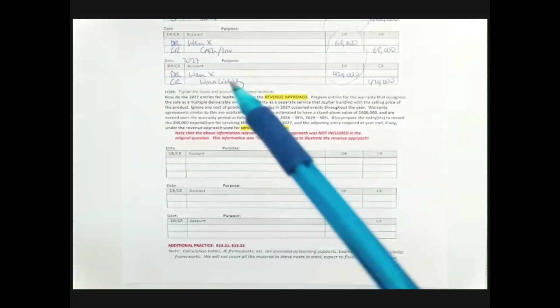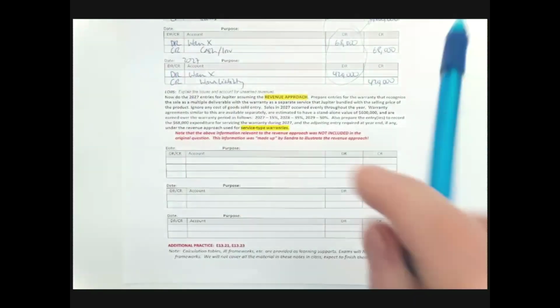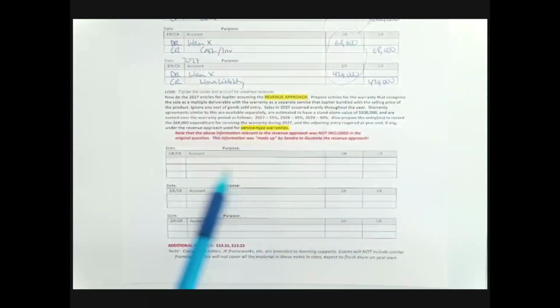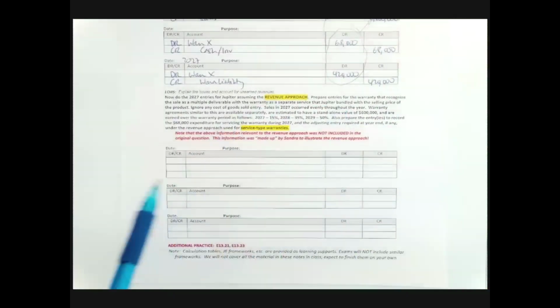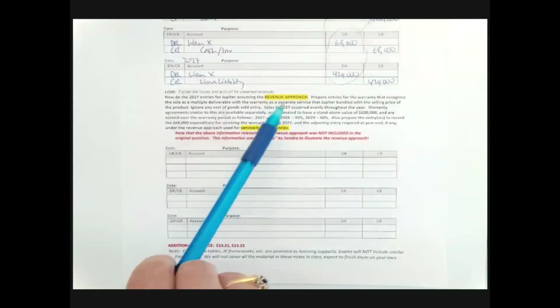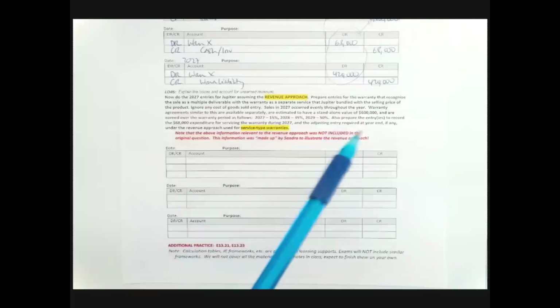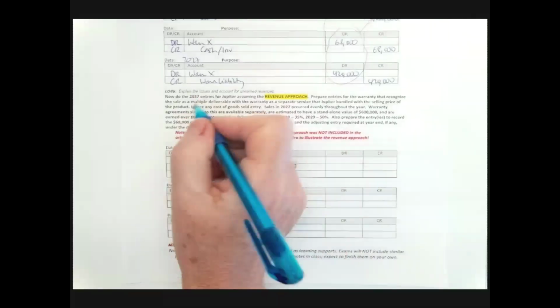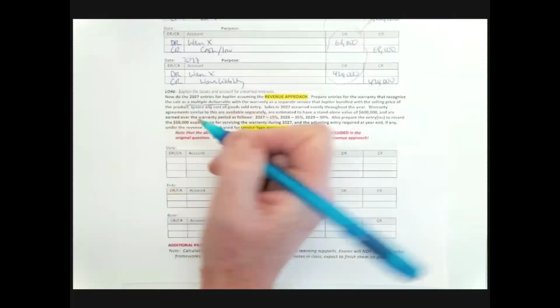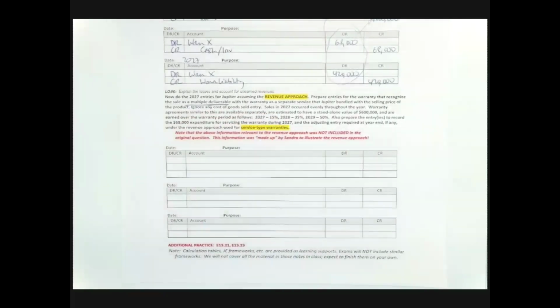All right, so that was the assurance type warranty approach, or the expense approach. Now I want to look at the revenue approach. In this one, we're looking at the sale as if it is a multiple deliverable, in other words, a bundled sale. We're selling a product and a warranty. That's just the mindset we're taking for this one.